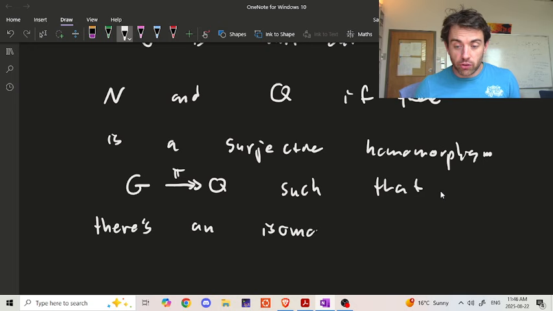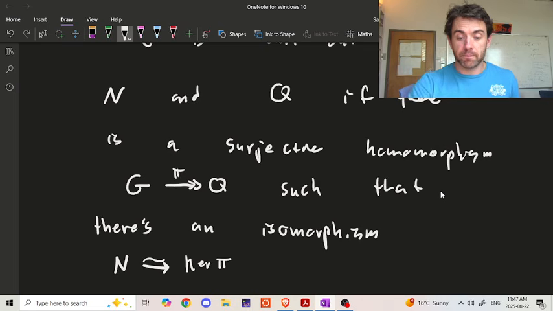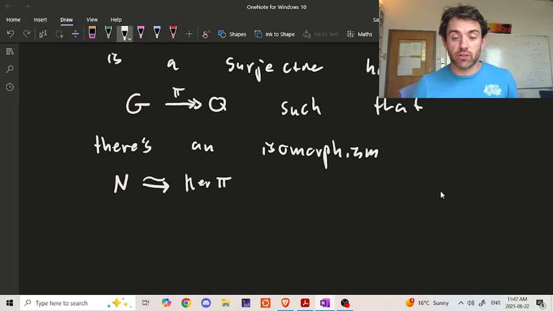There is an isomorphism from N, this group, to the kernel of pi, right? So that's exactly what we want. Now, there's a way we can be a little bit more succinct about these things and package them all together.